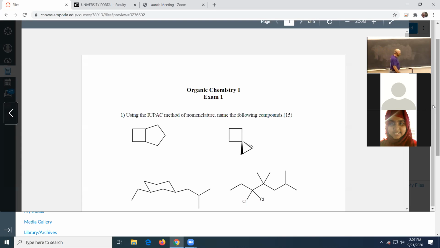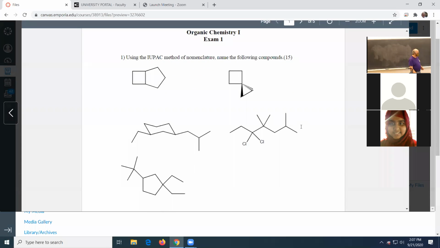All right. Let me scroll up just a little bit here. Okay, so this one right here. The parent is cyclohexane. And it would be 1-ethyl, 3-isobutyl, cyclohexane.